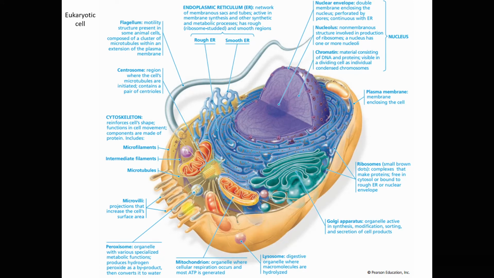Now next we have the eukaryotic cell. Eukaryotic cells have a nucleus, and the nucleus is enclosed by the nuclear envelope. You can see the nuclear envelope here. It's very clear, right? It's a double membrane enclosing the nucleus and perforated by pores. You can see the pores here. They're berlubang-lubang. Why do you need these pores?